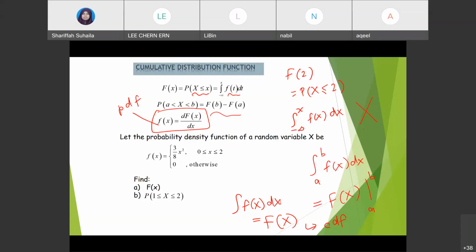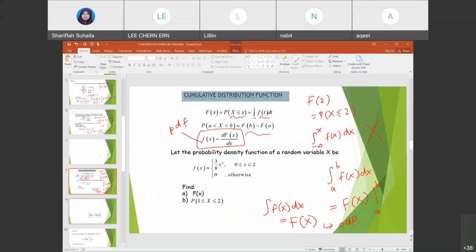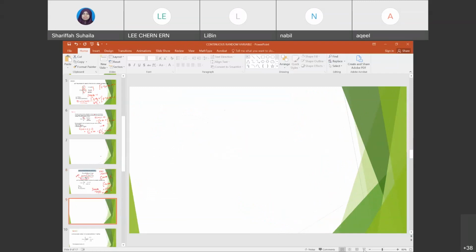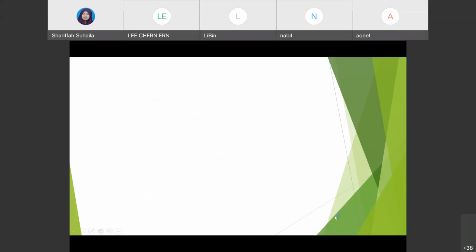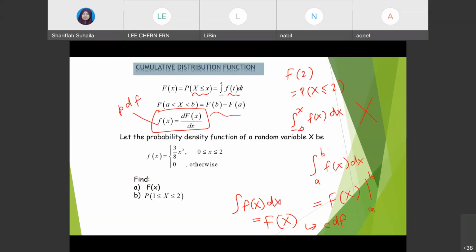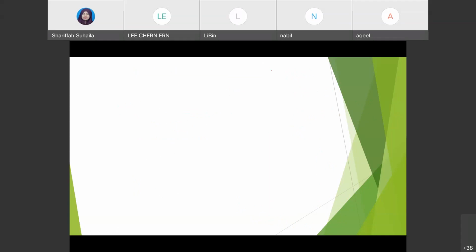Okay, let's say we have this probability density function. You want to find your capital Fx, and then you want to solve your probability. Okay, tengok satu contoh. Okay, let's go for the next slide. So, tadi kita ada fx 3/8 x square, 0 and 2. Okay, saya tulis balik ke sini. So, fx kita ada 3/8 x square, and otherwise 0.